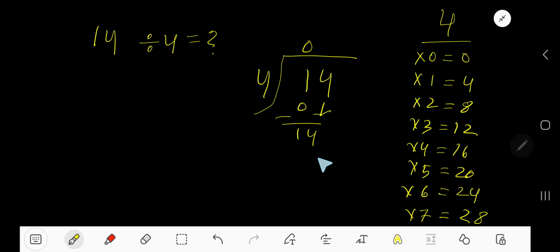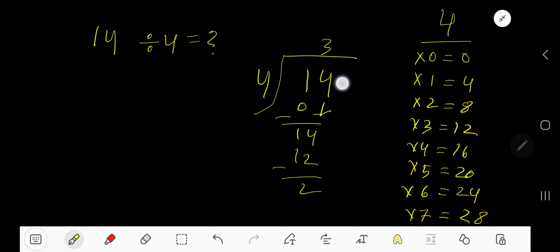4 goes into 14 how many times? 4 times 4, 16, which is too much, so 3 times, right? 3 times 4, 12. 14 minus 12, 2. The quotient is 3 with remainder 2. This is the answer.